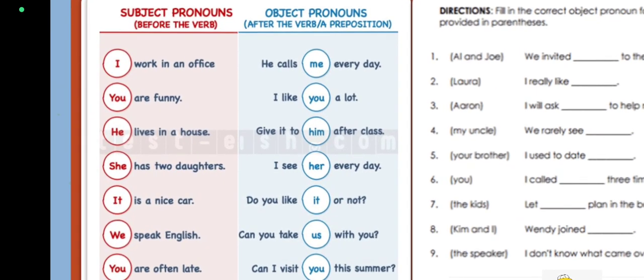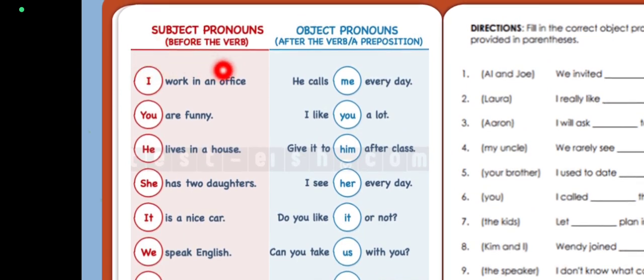I would like to explain subject pronouns, and you know them as personal pronouns and object pronouns. So here we have subject pronouns or personal pronouns are the ones that we use before the verb, and object pronouns are the ones that we use after the verb or after a preposition. For this topic, we use object pronouns after the preposition by. Okay, by me, by you, by him. We don't say by I, by he, by she.